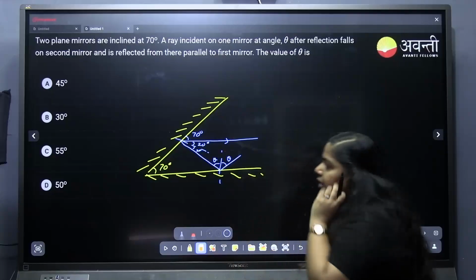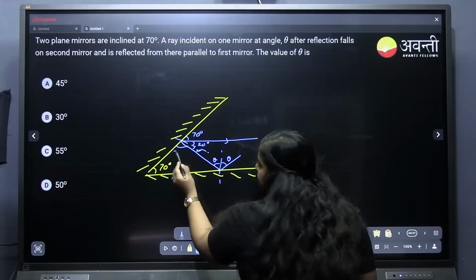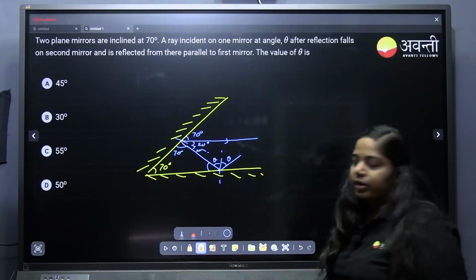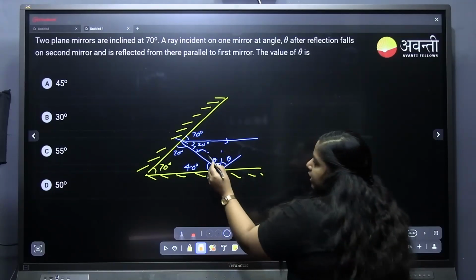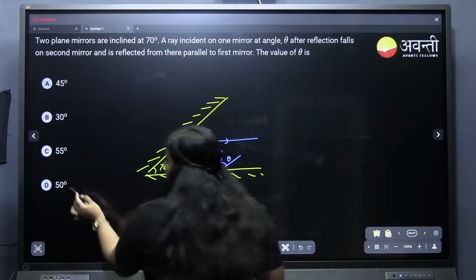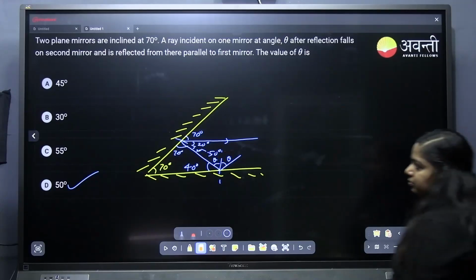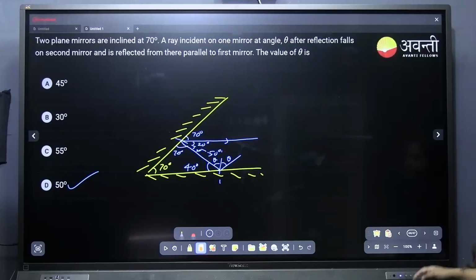Then from here, this angle is 70 degree, so this angle will be 180 minus 140, which is equal to 40 degree. This will be 90 minus 40, 50 degree. Answer is option D. Is there any doubt? I hope not. We will move to the next question.